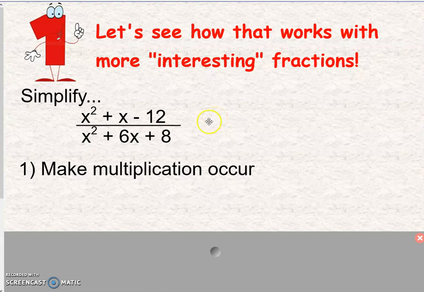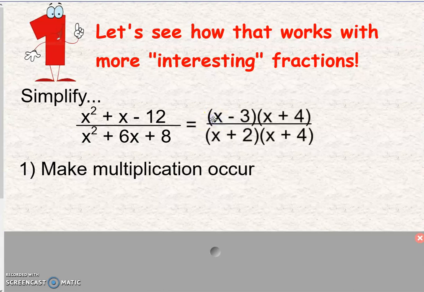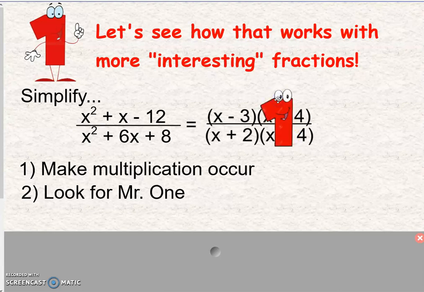Welcome back. Hopefully you paused the video and you factored the top and you factored the bottom. And when I factored these, this is what I ended up getting. What do you do once you have multiplication? You look for Mr. 1. Now remember, Mr. 1 wears the same on top as he does on the bottom. What's he wearing up here on the top? Well, I see the quantity of x plus 4 in the top, and in the bottom, I also see the quantity of x plus 4. Who is that? It's Mr. 1. What's any number times 1? Just that number.